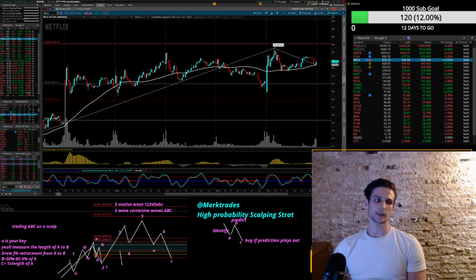So what you'll see here is that in a bull market there's going to be 5 motive waves. Motive waves consist of 5 structures, and a motive wave intends to move the market in the direction of the trend. So we're in a bull market.